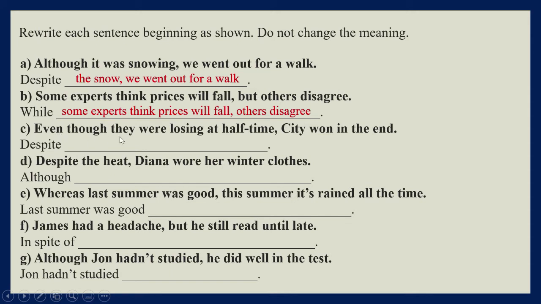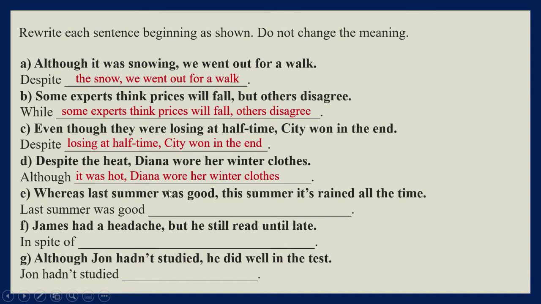C. Even though they were losing at halftime, City, which is Manchester City, the football team, won in the end. Despite, we need a noun or a noun phrase. Despite losing at halftime, comma, City won in the end. D. Despite the heat, Diana wore her winter clothes. Although it was hot, although is a conjunction and we need a clause after it. Although it was hot, comma, Diana wore her winter clothes.